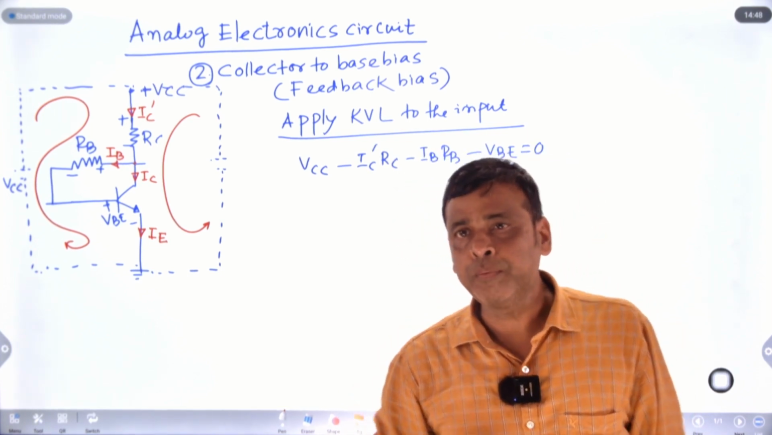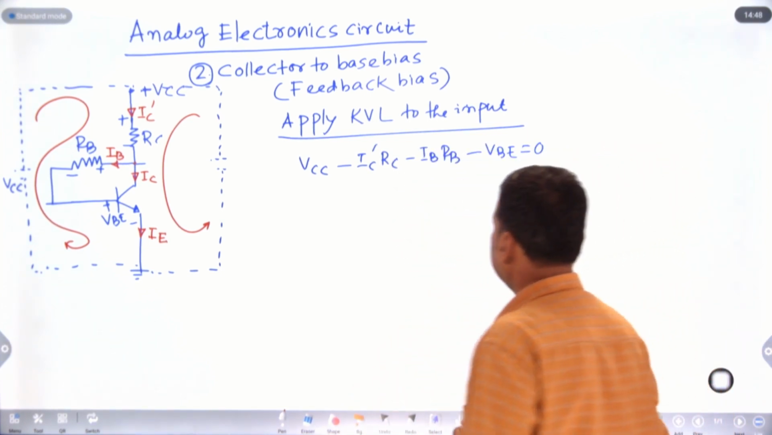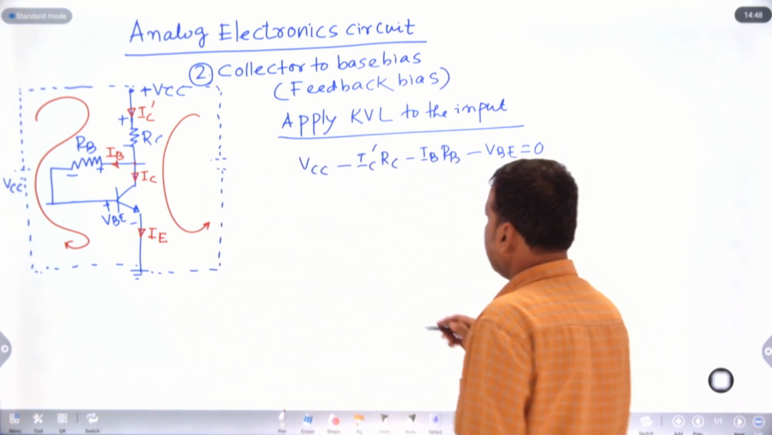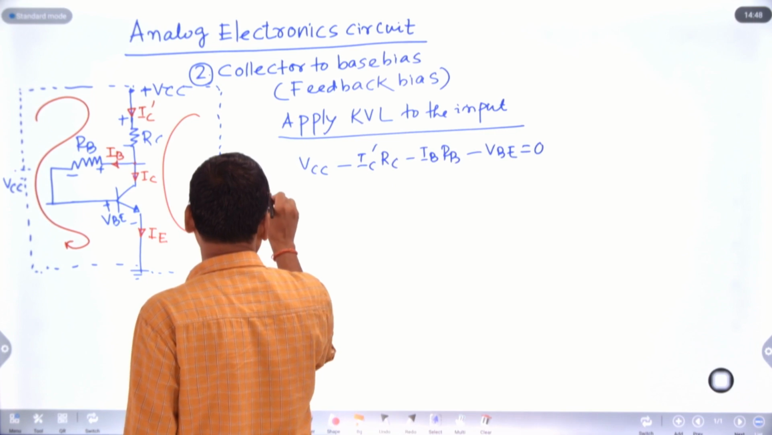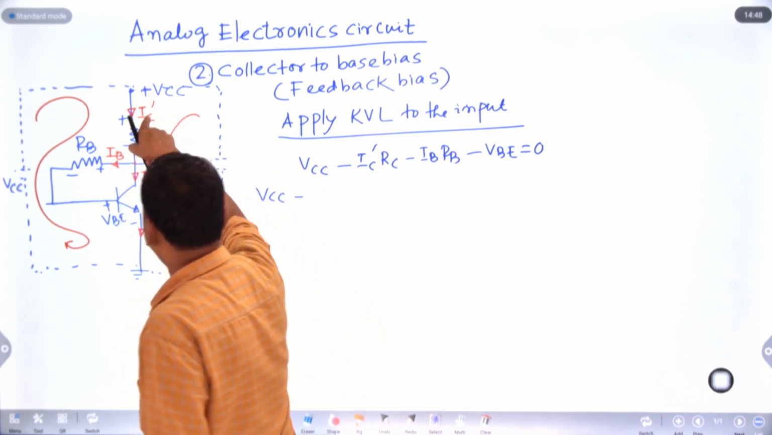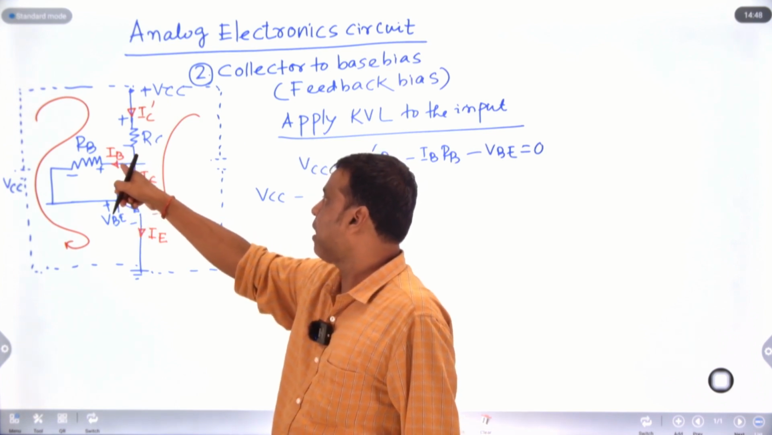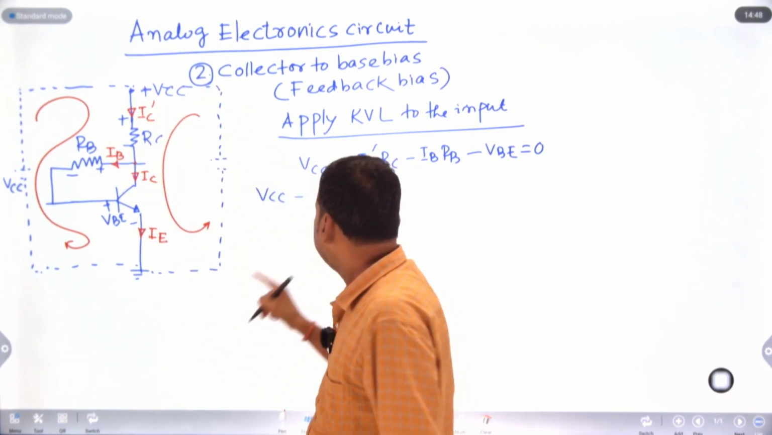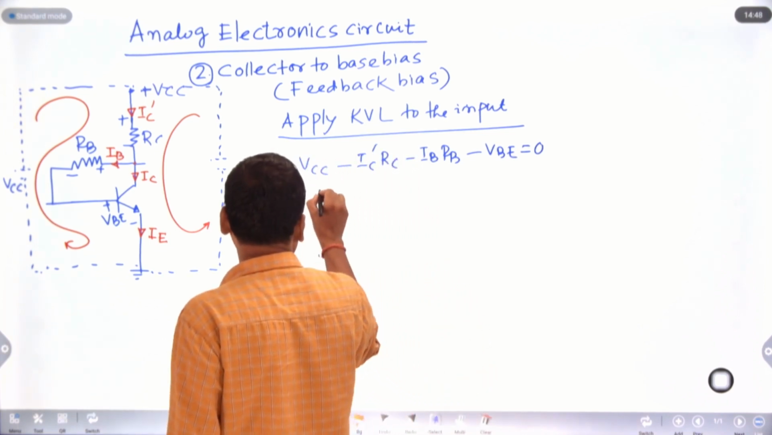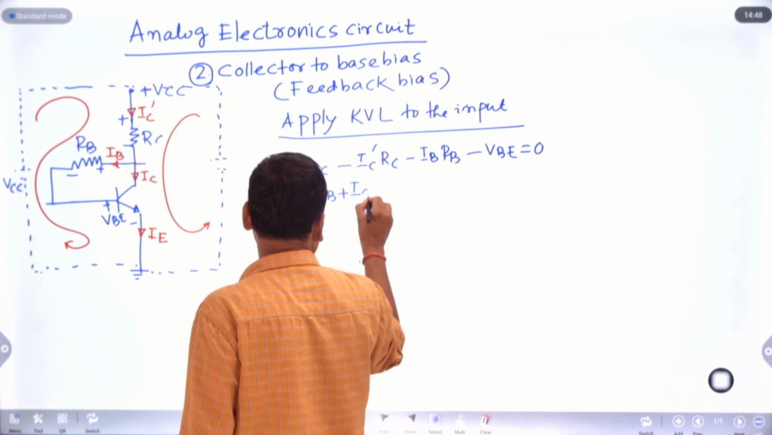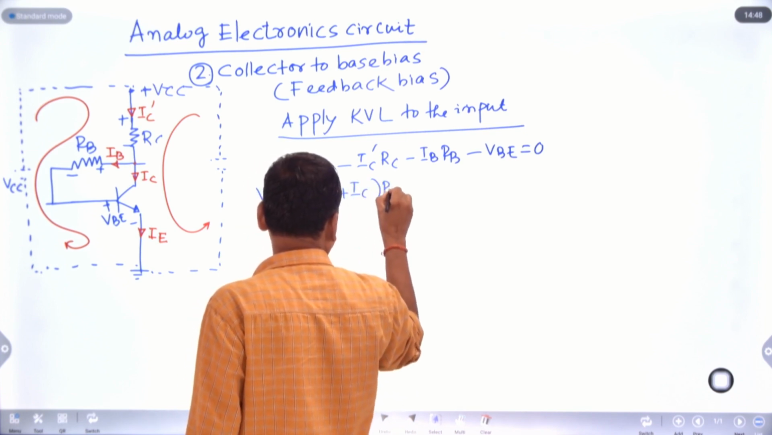Apply KVL to the input to get the input equation and find the input current. Input current is nothing but the base current. So this is VCC minus IC dash RC. In place of IC dash, I can put IB plus IC, because IC dash equals IB plus IC. So IB plus IC whole into RC.